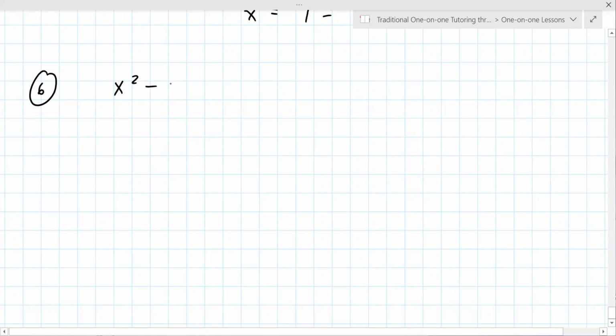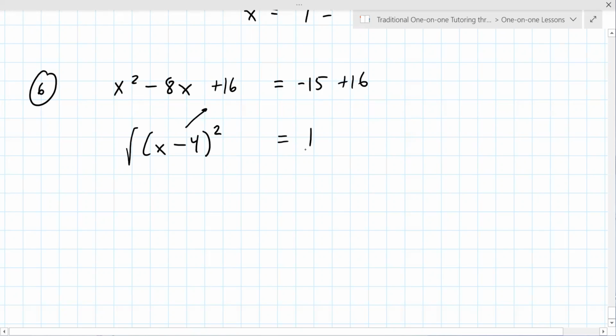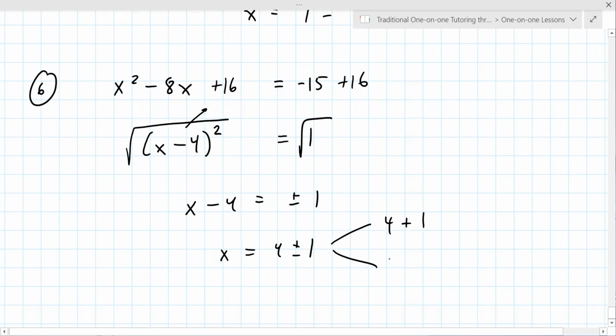X squared minus 8x equals -15. You take half of 8. Then you square it, plus 16 equals 1. Take a square root of both sides. X minus 4 equals plus or minus 1. X equals 4 plus or minus 1. 2 equations, 2 answers. See, like this one you would solve by just traditional factoring. Completing the square is completely unnecessary here, but that is what they had you do.